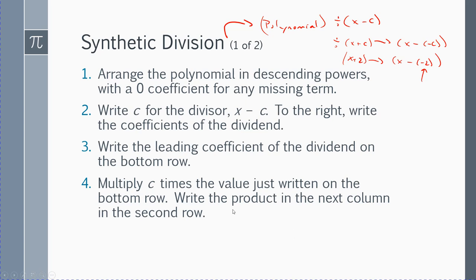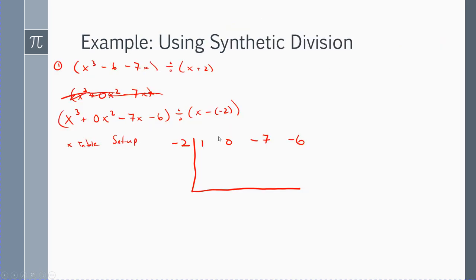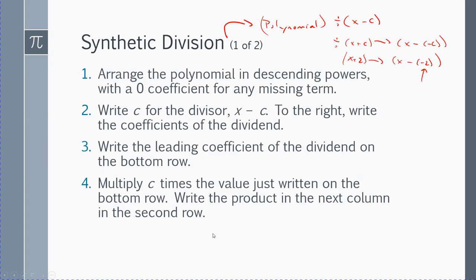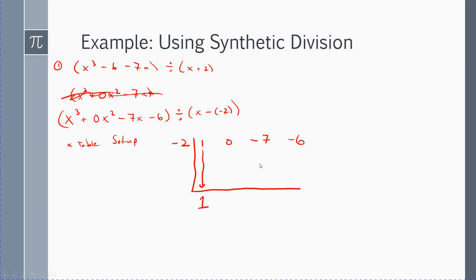All right, first thing you're going to do is write the leading coefficient of the dividend on the bottom row. So you take this 1 and you bring it down. That's always the first thing you do. Then the next thing you're going to do is multiply c times the value just written on the bottom row, and write the product in the next column in the second row. So you go minus 2 times 1 gets me minus 2.